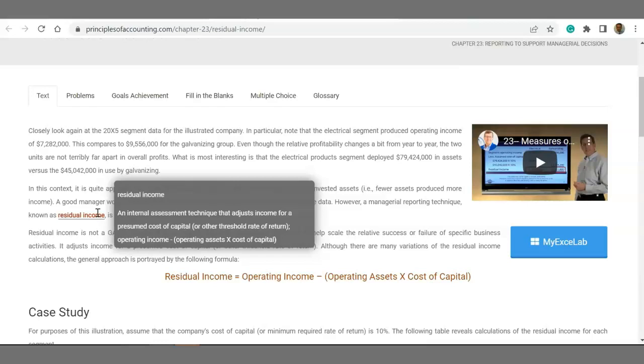Residual income means extra income. It is any income that the company is creating above its cost of capital for the operating assets. So it's operating assets times the ratio of cost of capital. That's the minimum that the company needs to generate. Anything above that will become residual income.